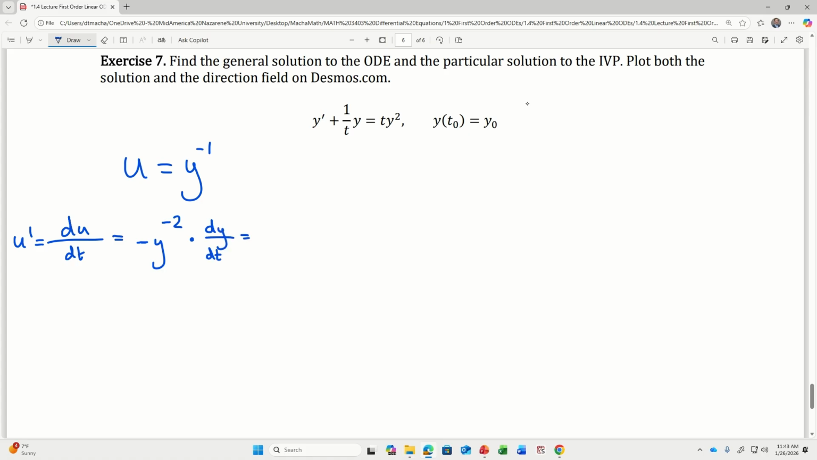We don't know what function y is, but we do know y is a function of t. And so we should say u prime is equal to negative y to the negative 2 times y prime. Or another way to say this is that y prime is equal to negative u prime y squared.